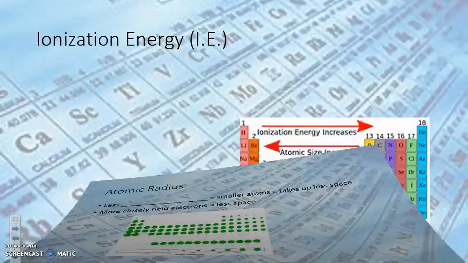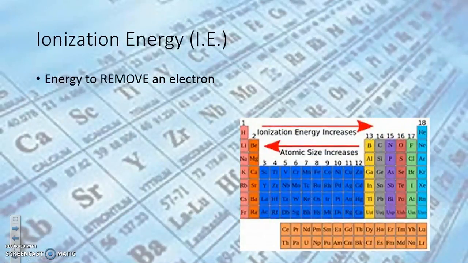All right. What else do we have? We have this thing called ionization energy, and it is the energy that's needed to remove an electron. Now, you can have the first ionization energy, you can have the second. Guess what?